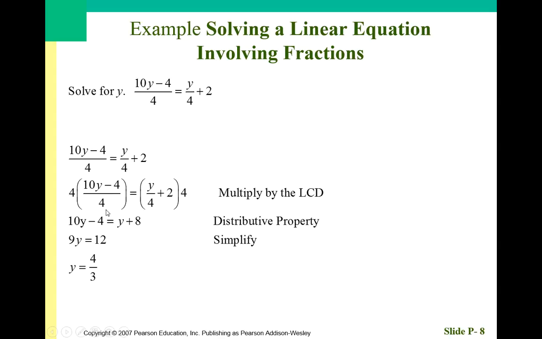So on this side, these 4's cancel out, and I only have 10y minus 4 left. On this side, though, you got to be careful because you have to distribute it. So these 4's cancel out, but you still have to do 4 times 2. So you end up with y plus 8. And now it's super easy. I'm going to subtract y, add 12, and 12 divided by 9 simplifies down to 4/3.